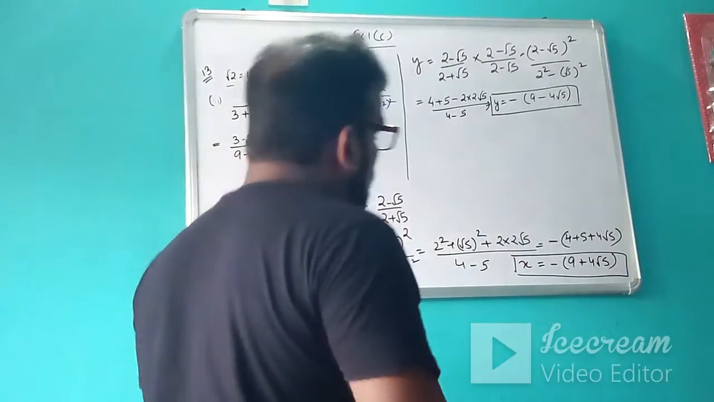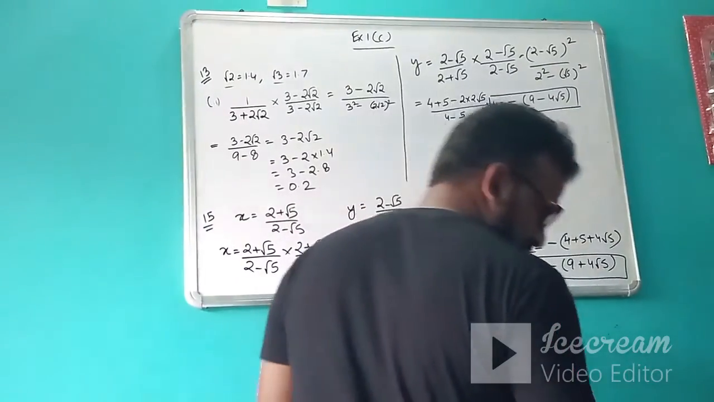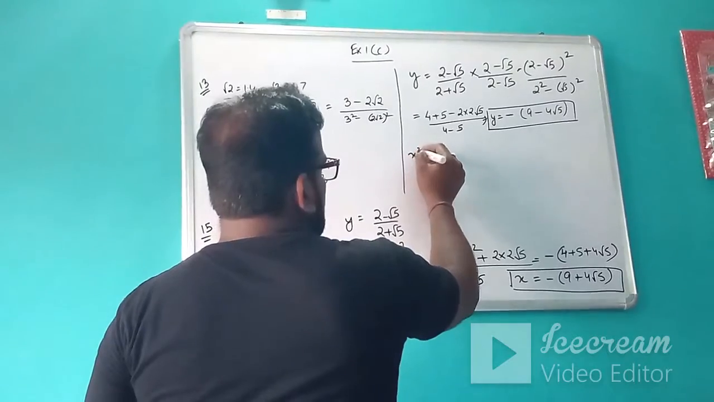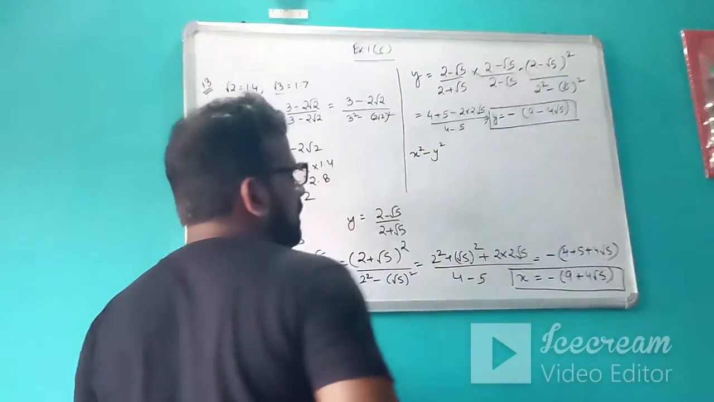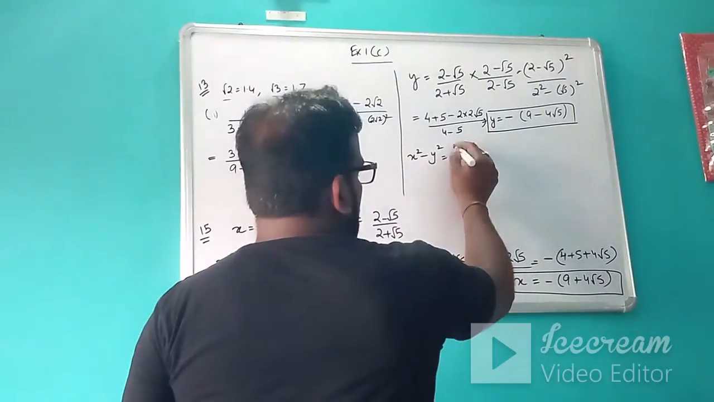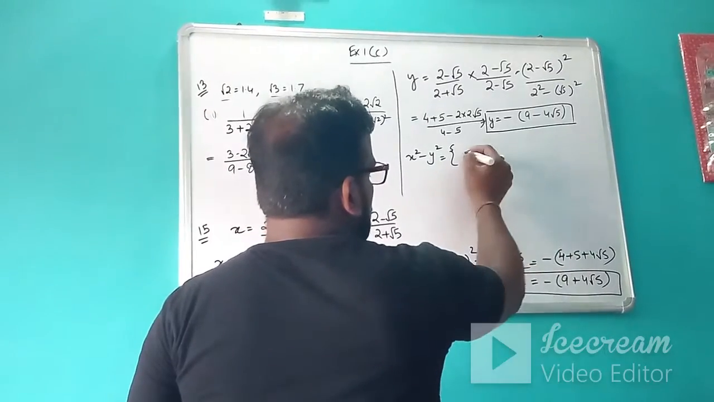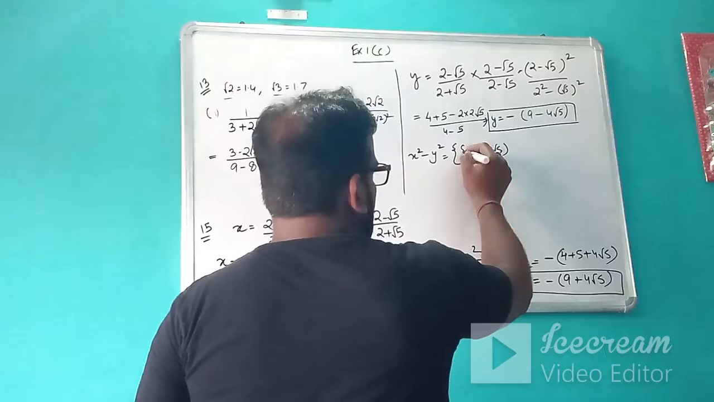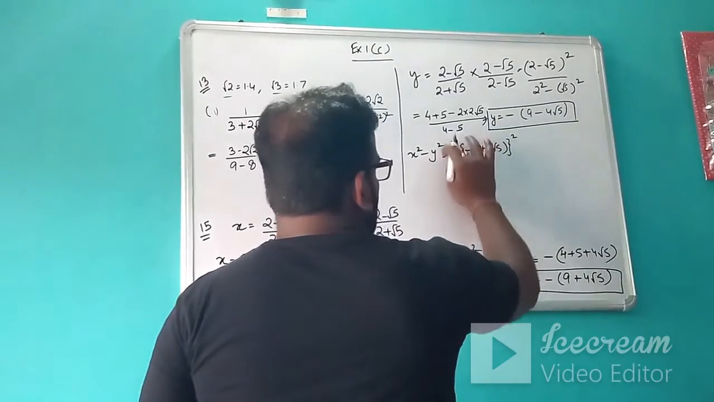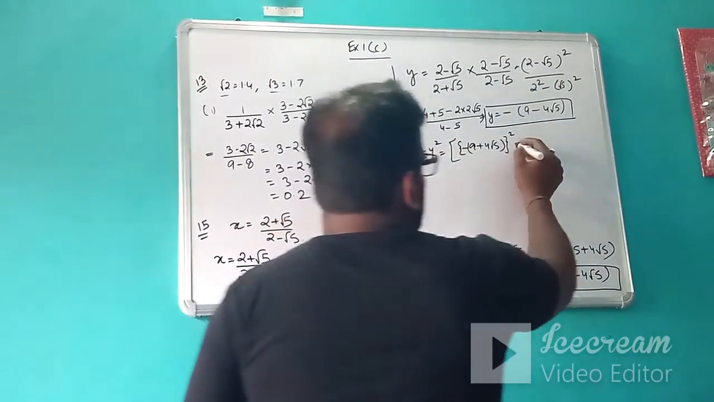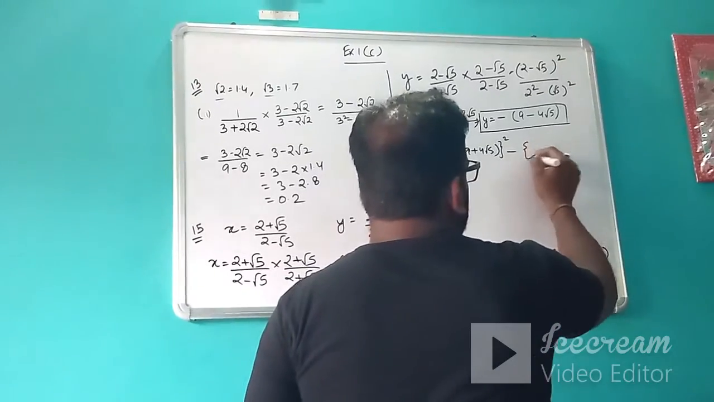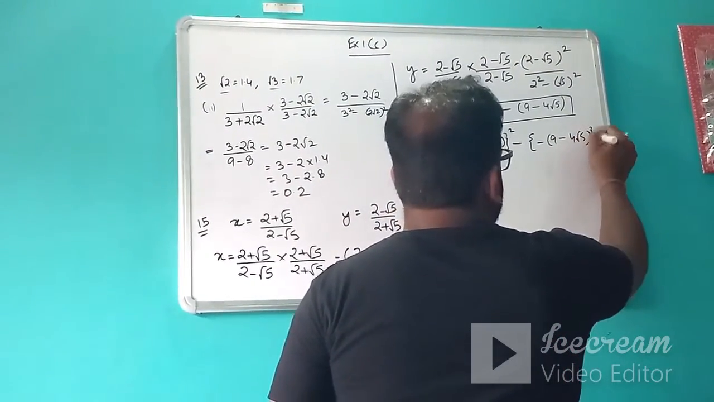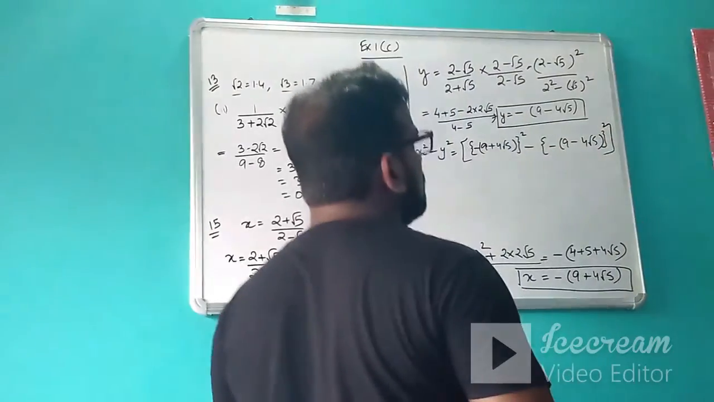Now, what is asked in this question? x square minus y square. So we will simply put the values of these. x square, that is minus of 9 plus 4 root 5 whole square, minus minus of 9 minus 4 root 5 whole square.